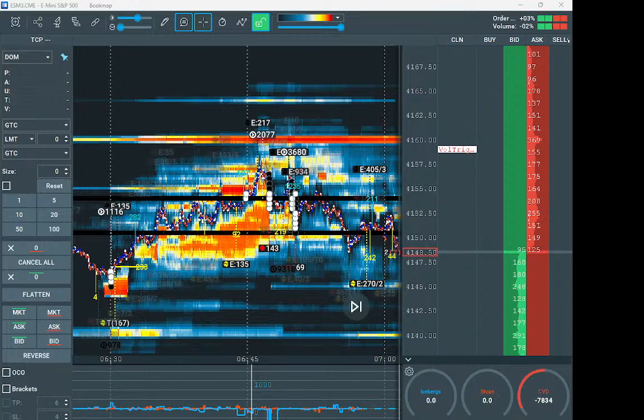Just seeing the Euro Swiss franc drop 0.4% to a 1-month low.